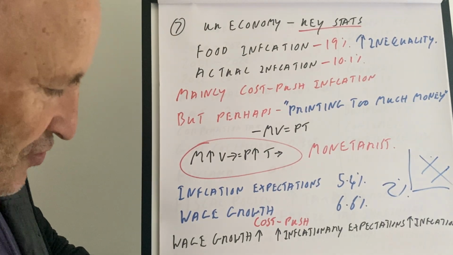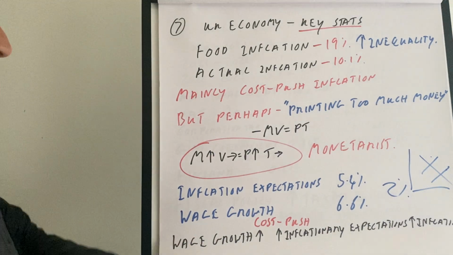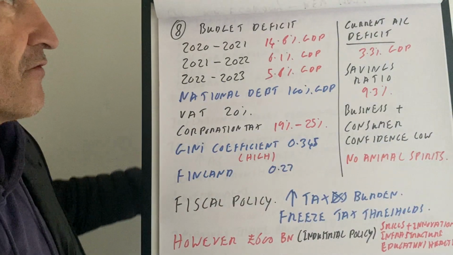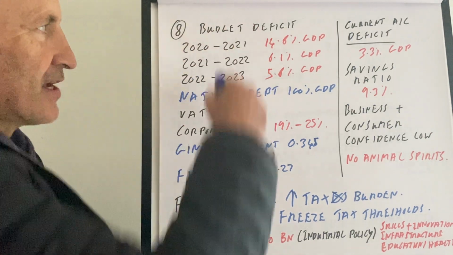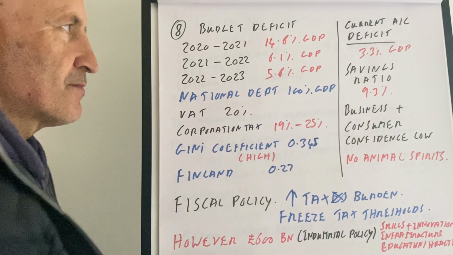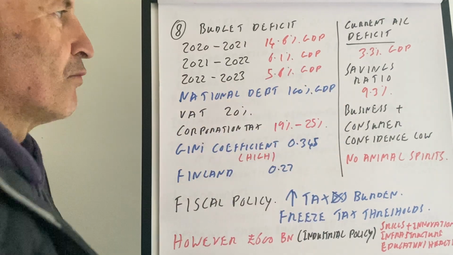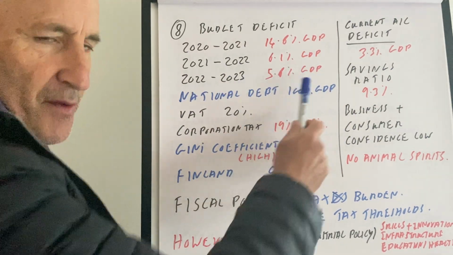So this is one of the big issues of today. So the main objective of Rishi Sunak right now is that he wants to get hold of inflation. Okay, key figures again. Budget deficit, 14.6%. 2022 is 6.1%. And 2023 it was 5.6%.